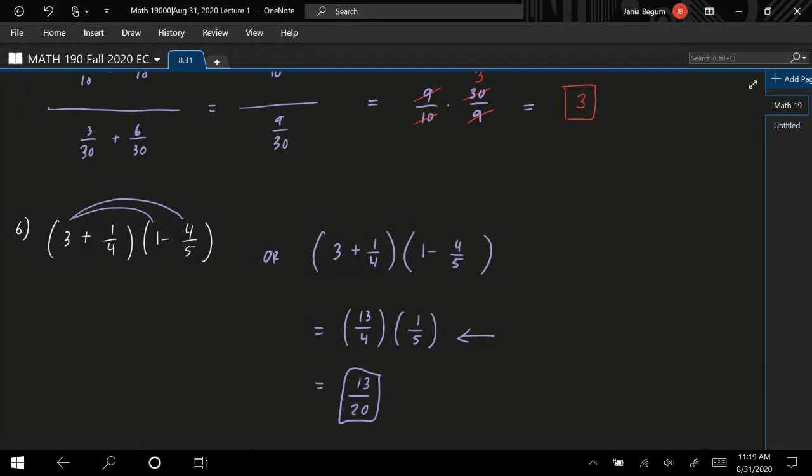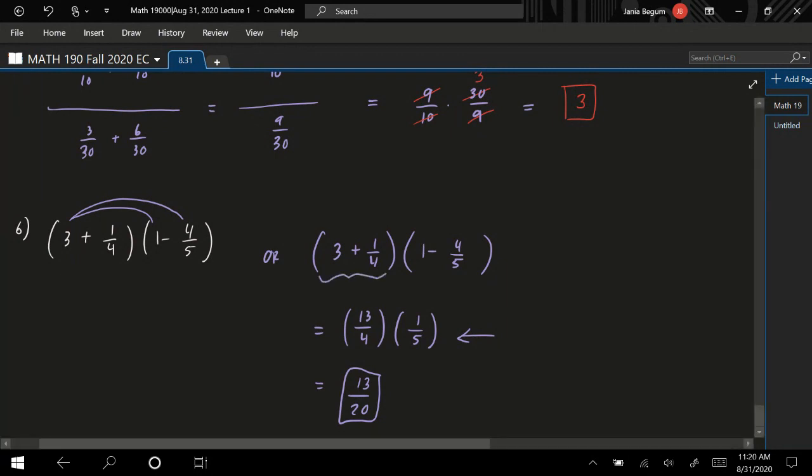Question? Can you explain again on how she got 13 over 4? So 13 over 4. We combine these two into a fraction. You write 3 over 1 and then look for the LCD, which would be 4. So you get 3 times 4, that's 12, plus 1, that's 13 over 4.